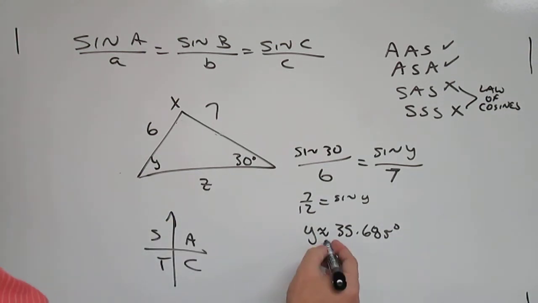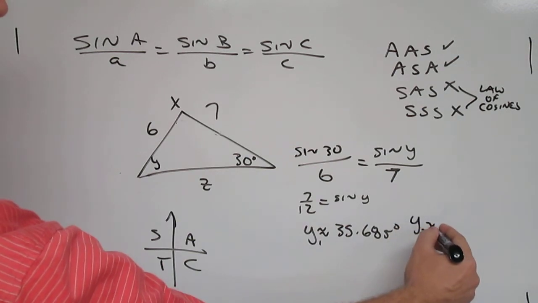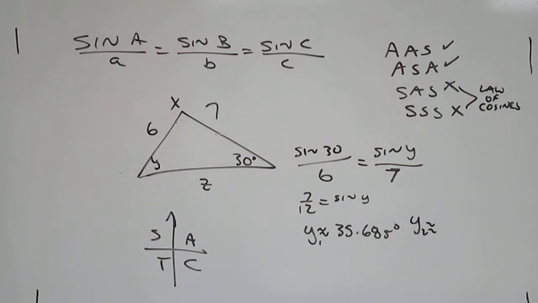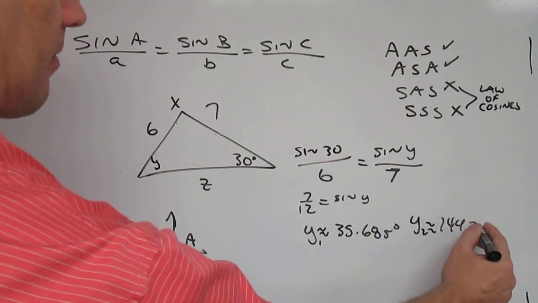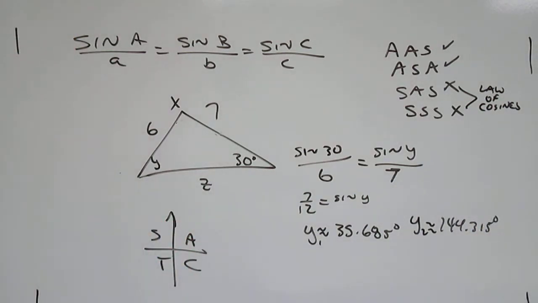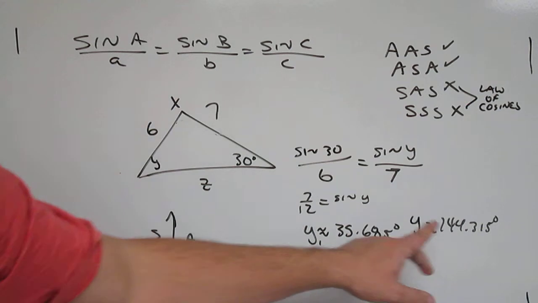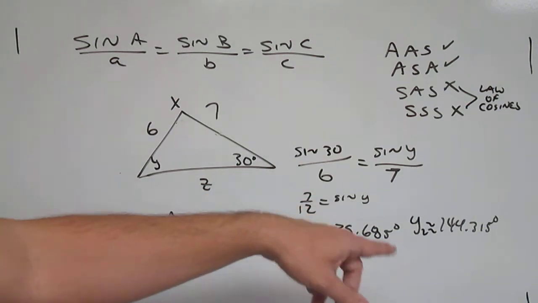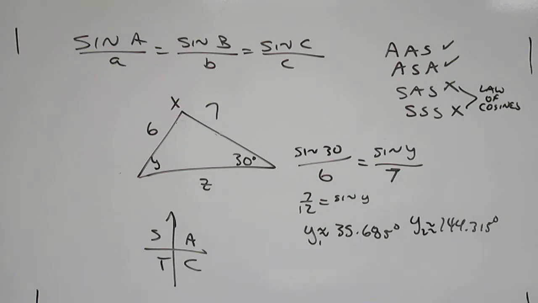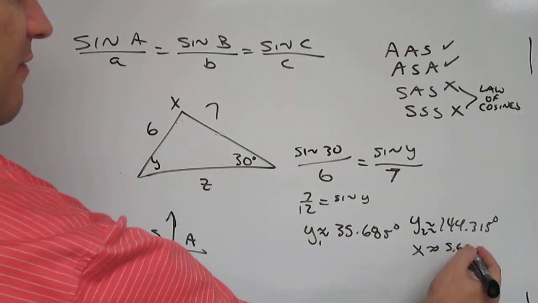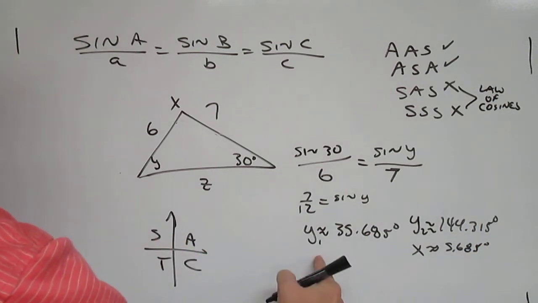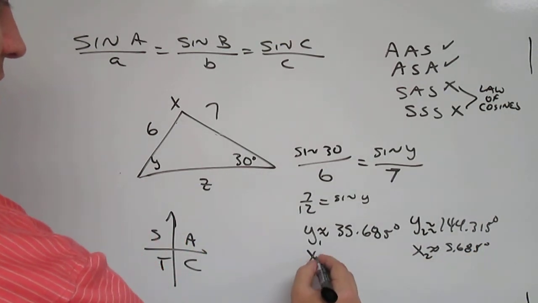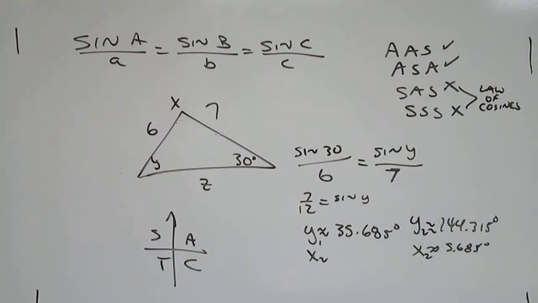So I have to also consider that there's a case where y is equal to 180 minus that, which should be 144.315. Okay? Now, would that still work if I already had a 30-degree angle? Yes, because 30 plus 144 is 174. So then angle x, in this case, would end up being 5.685 degrees.